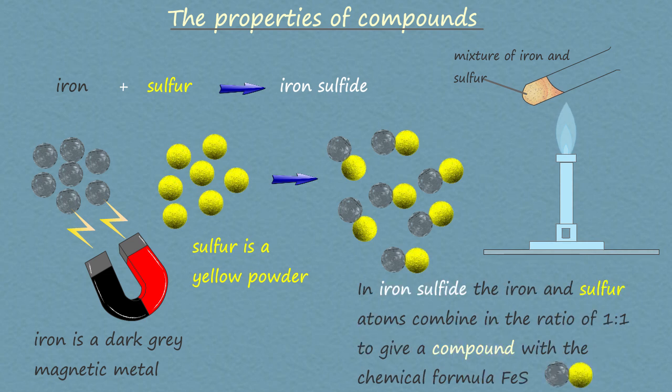Finally, in the compound iron sulfide, the iron and sulfur atoms combine in the ratio of one atom of iron to one atom of sulfur to give a compound with the formula FeS. That is, in any particular compound, the elements which make it up always combine in the same fixed proportions.